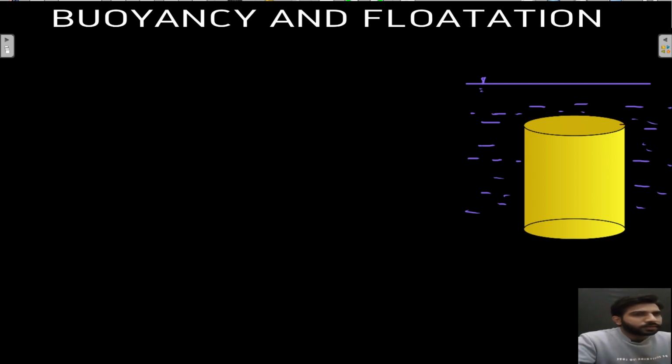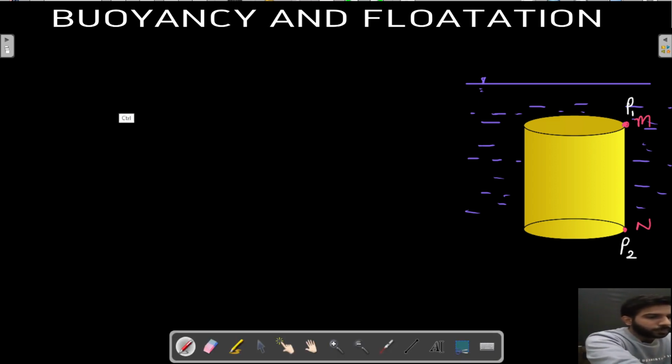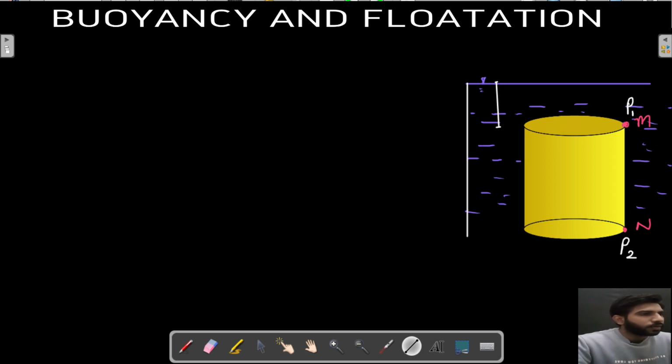So let us say, this is point M and this is your point N, and let's say the pressure at point M is P1 and the pressure at point N is P2. The point M is at a distance of h1 from this free surface, and point N is at a distance of h2 from the free surface.